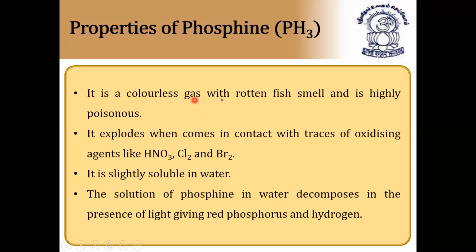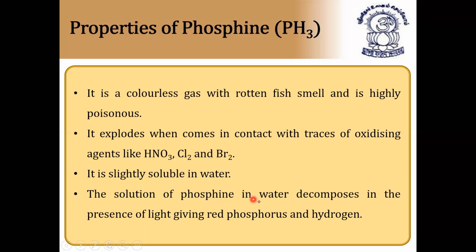It is a colorless gas with a rotten fish smell and is highly poisonous. As I told you, phosphine gas is more volatile and highly poisonous. It explodes when it comes in contact with traces of oxidizing agents like nitric acid, chlorine gas, and bromine. So if you take this phosphine gas along with nitric acid or chlorine or bromine, it explodes. It is slightly soluble in water.